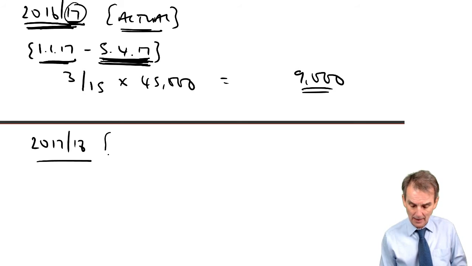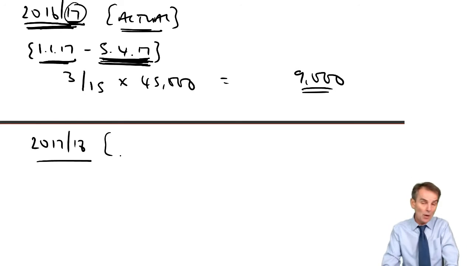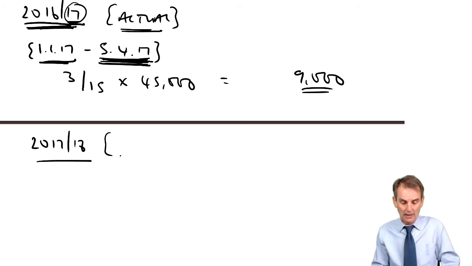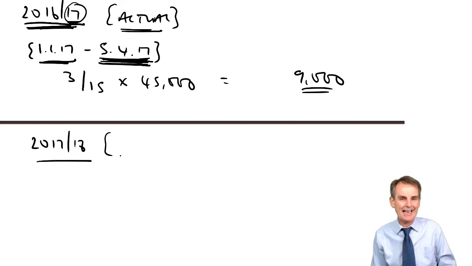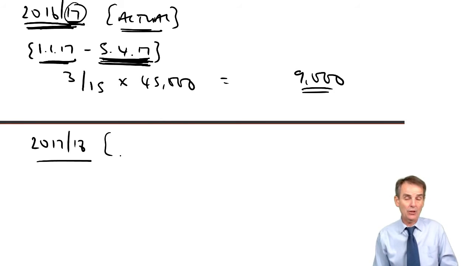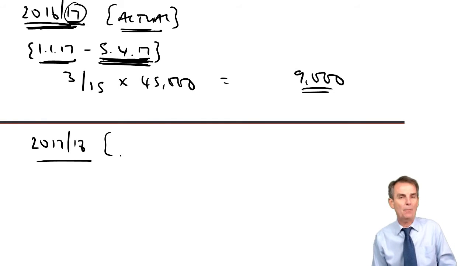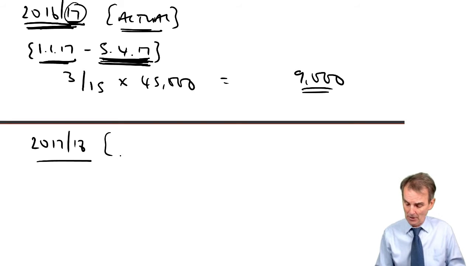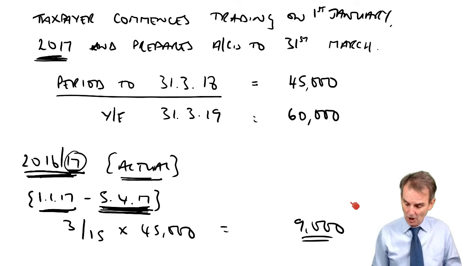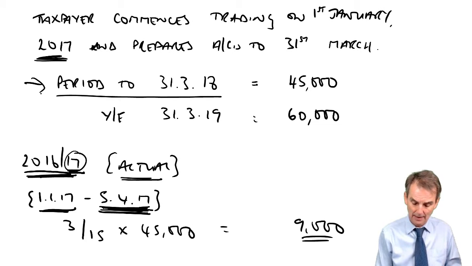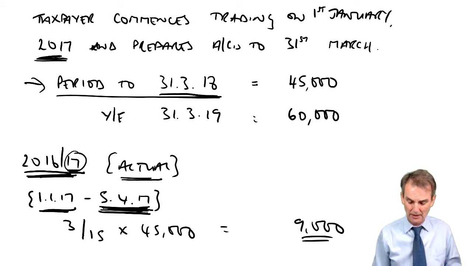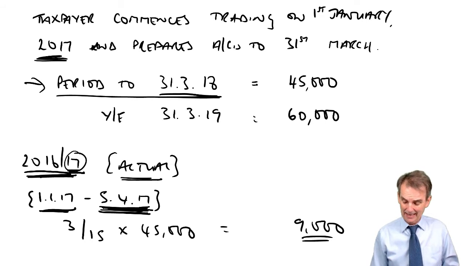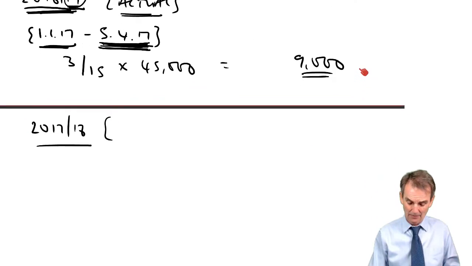2017-18. And we need a basis of assessment. So we ask the question, in 17-18, do we have any accounting period that ends in that tax year? And the answer is yes, we do. We have a period to the 31st of March 18 that ends in that year. That was that opening accounting period there to the 31st of March 18. Well, that only just, but does end in the 17-18 tax year.